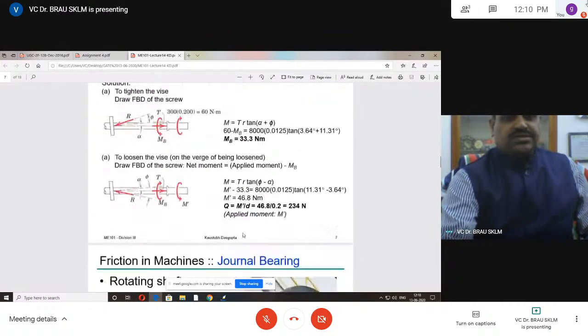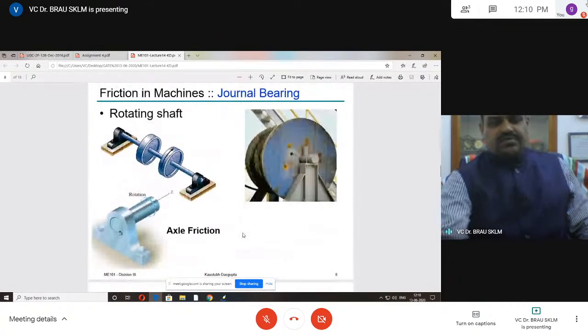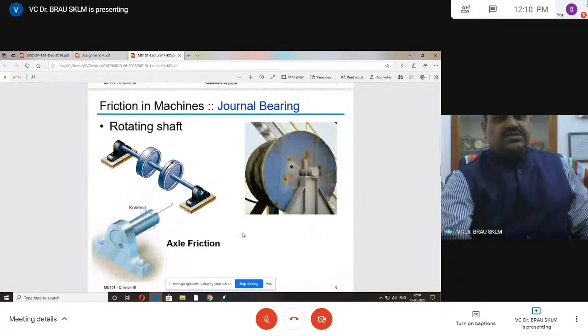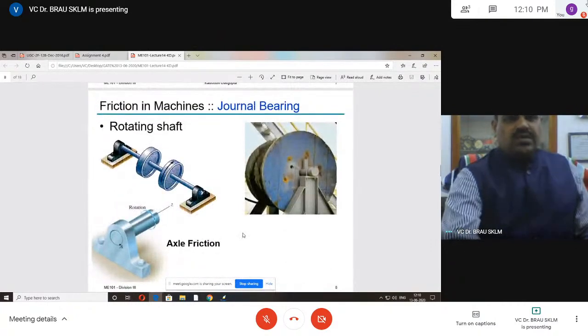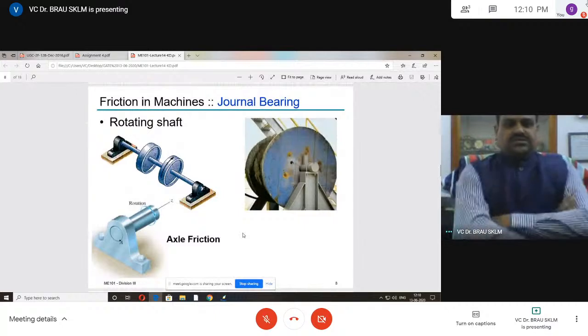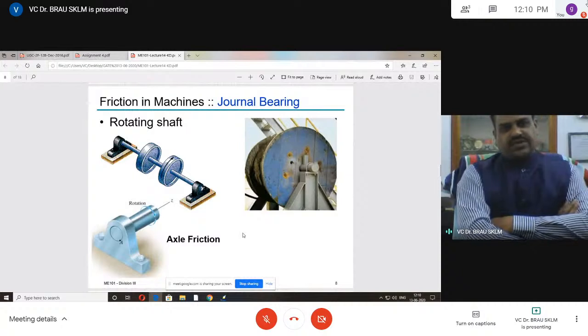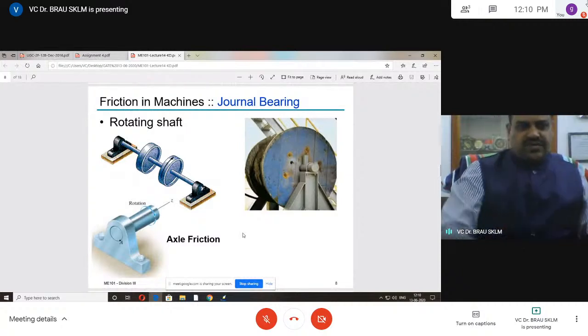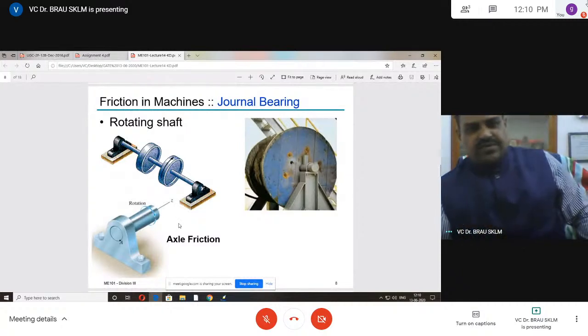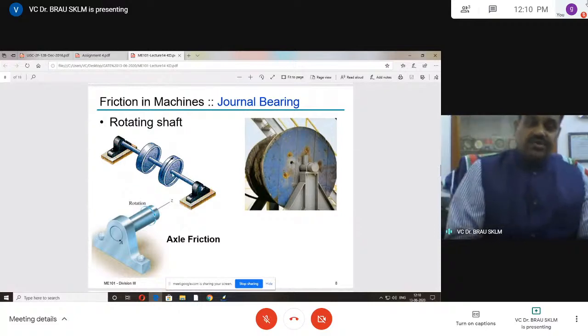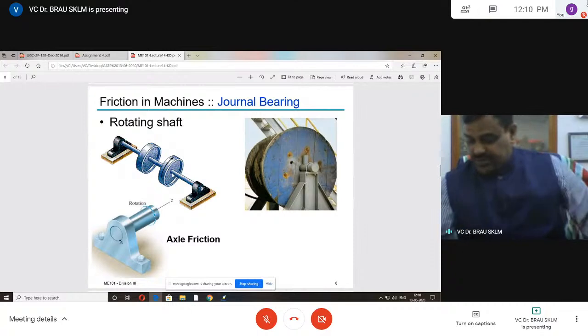Like bearings. Different parts of the bearings we come across here. General bearings, axial friction may be there, rotating is also there. This slab is sliding towards left and right, and this is rotating. Okay, these are the general bearing concepts we try to use.